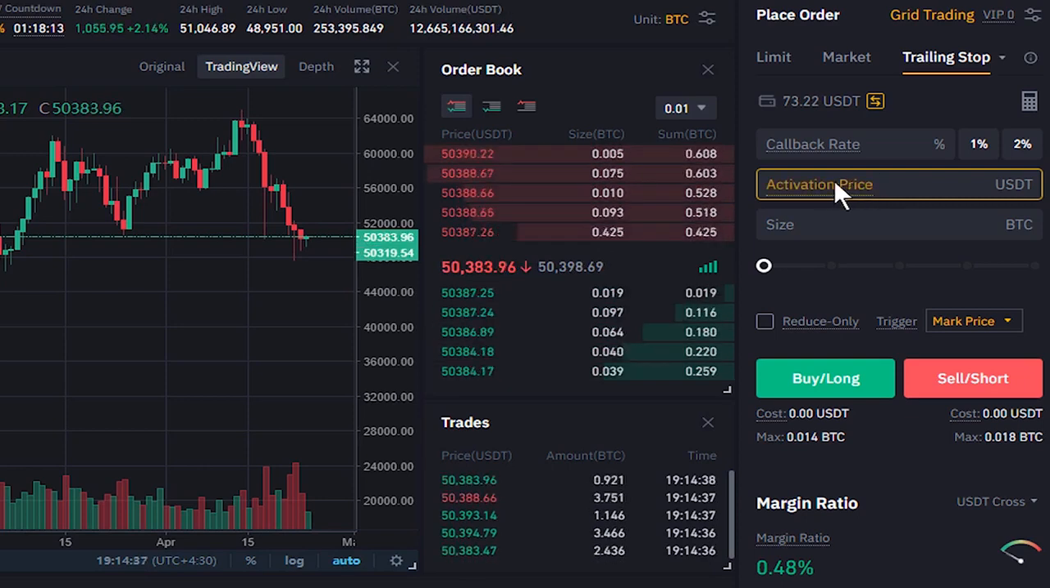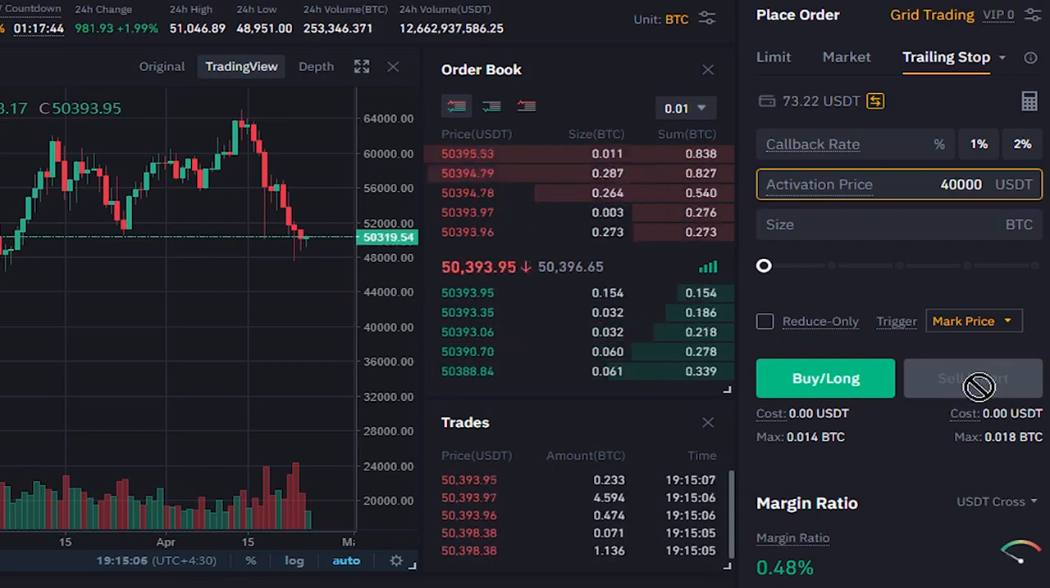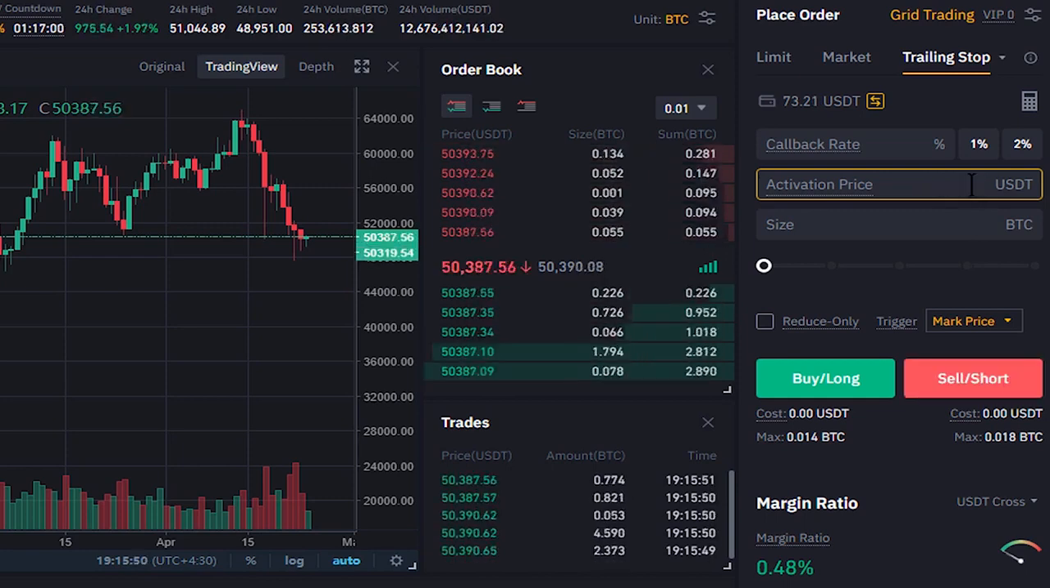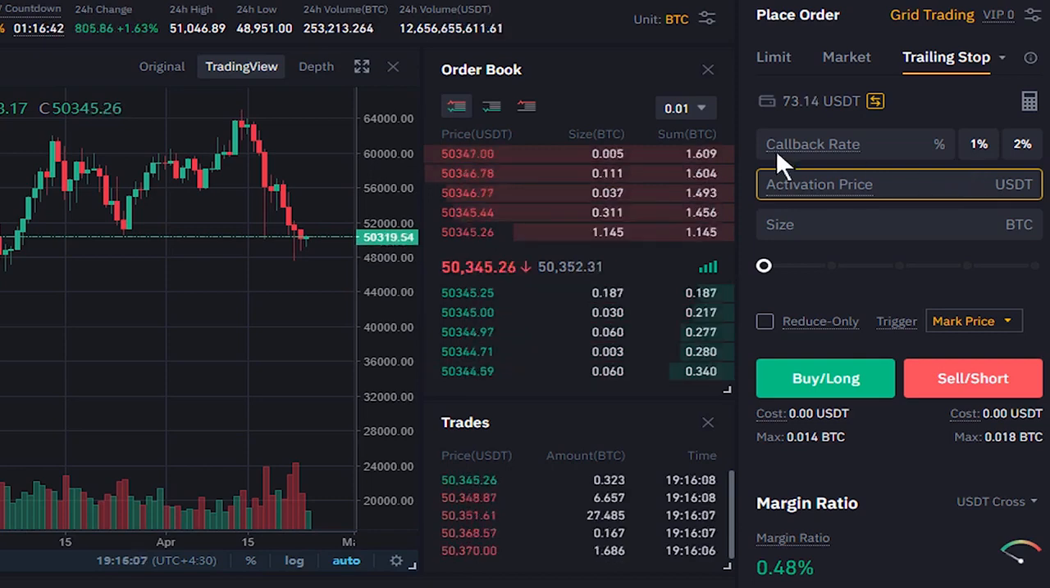If you set the activation price lower than the current price of the market, for example, let's set it to 40,000, as you can see, the sell short button is not active. So for setting a short trailing stop order, your activation price must be set at the current price of the market or higher than the current price of the market.